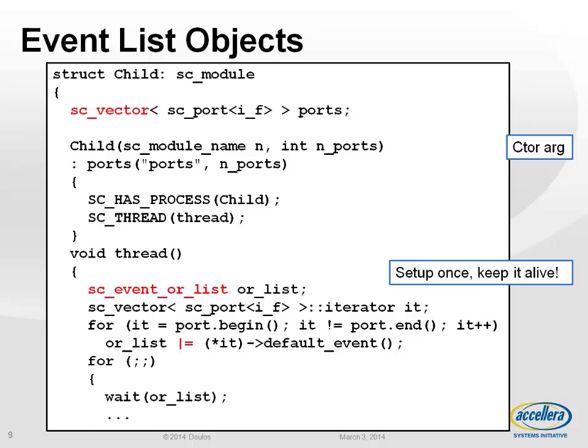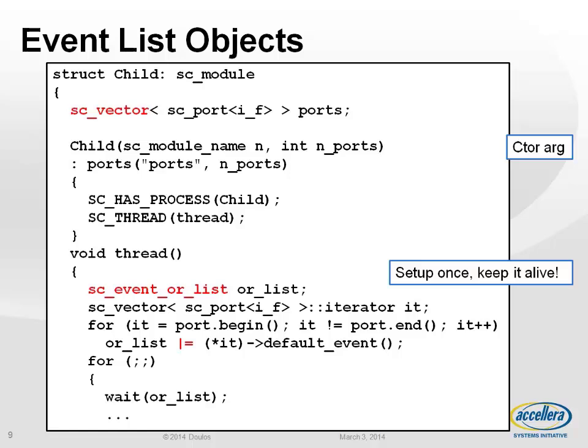And the SC event OR list allows you to do that in a proper way without any nasty hacks. So we've got an SC event all list object, which is a fully fledged part of the SystemC standard. We've now got a loop which is going through all the elements in this SC vector port using the iterator that I referred to earlier.